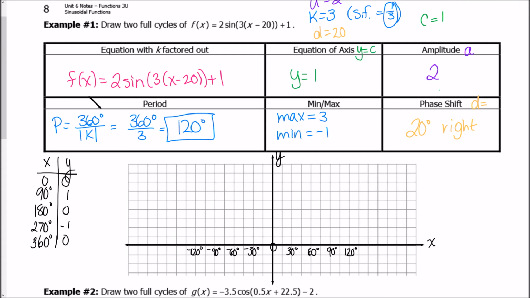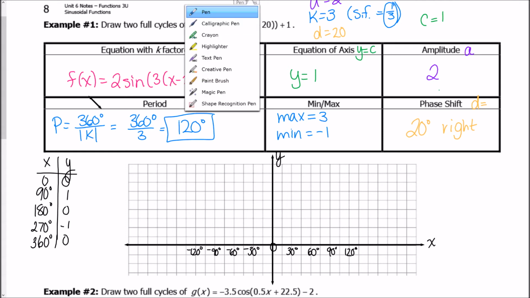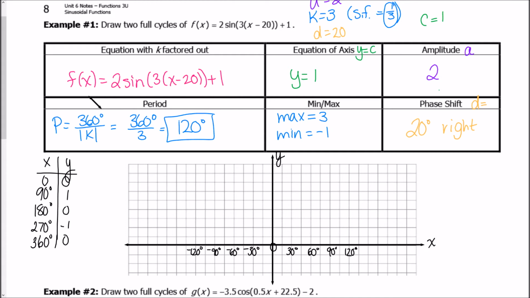Okay, so now what we're going to do is draw in our axis, the line for the axis, the equation of the axis. So again, we want this line to be dotted so we don't get it confused with the rest of our graph. But first we need to actually label our y-axis.